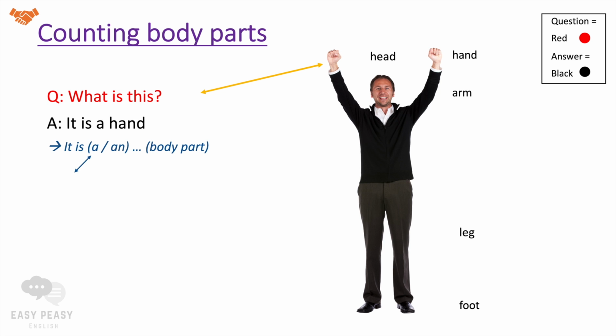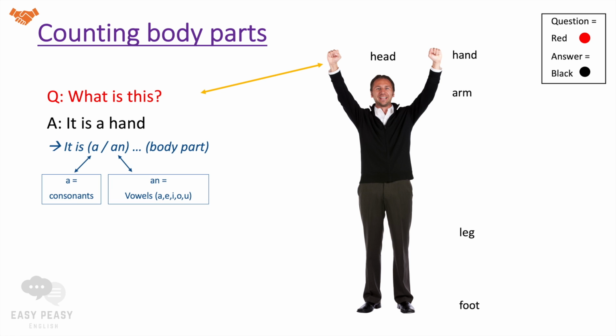So, looking at grammar, we use a for consonants and an for vowels, where the vowels in the alphabet are A, E, I, O, and U. And all the other letters, so B, C, D, F, G, etc., are the consonants, and we use a. So if we said hand, the H is a consonant, so we say it is a hand. But if we said arm, for example, A is a vowel, so we would use an. It is an arm.